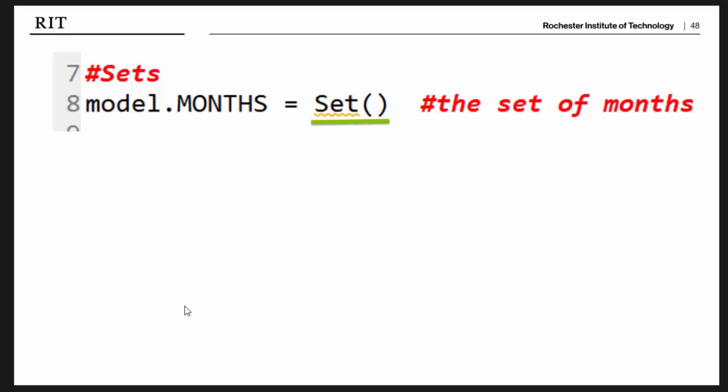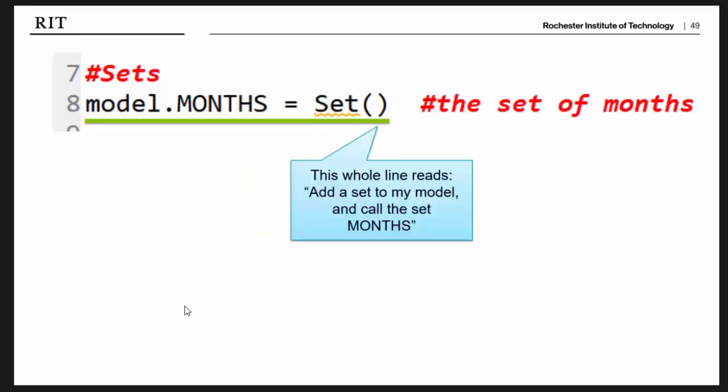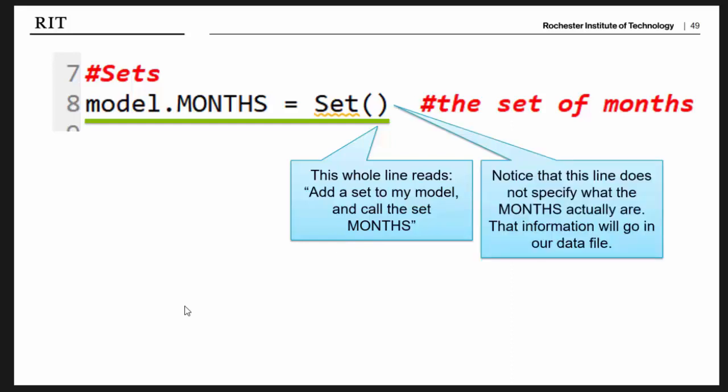After we say model.MONTHS, we say equals Set. Set is a type of object in Pyomo, and it represents a group or a list of items. So this whole line is basically saying, add a set to my model, and let's call this set MONTHS, all written with capital letters. Now notice that this line does not specify any of the actual months. We don't know if we're doing this for January, February, March, or month 1, 2, and 3. It doesn't tell us any information about what the months are. That information is going to go in our data file.